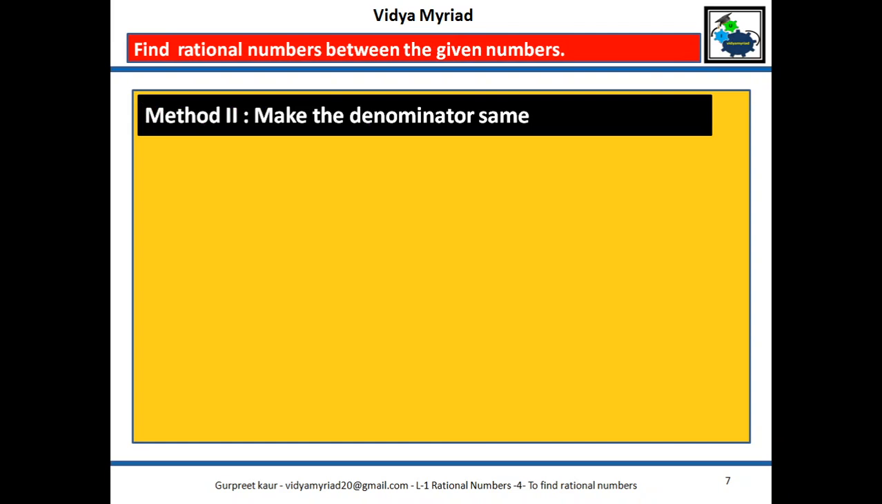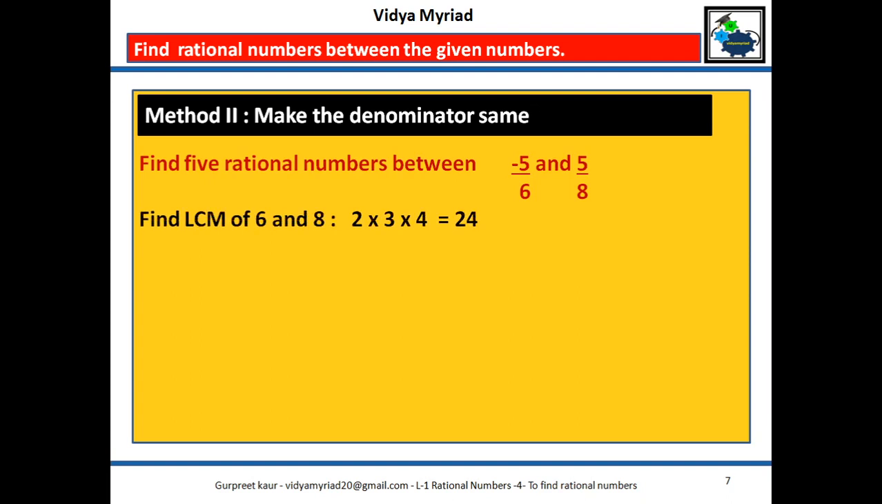Next case I am taking where you have the fraction with a different denominator, and I will try to make that denominator the same. So minus 5 upon 6 and 5 upon 8, these are the two rational numbers, and if you look into the denominator, both are different. One is 6 and one is 8. Now what I will do is, I will take the LCM of 6 and 8, which I get as 24. Now minus 5 upon 6, I have to make denominator 24. So I will multiply by 4 and divide by 4. Similarly 5 upon 8 also I will multiply by 3 and divide by 3.